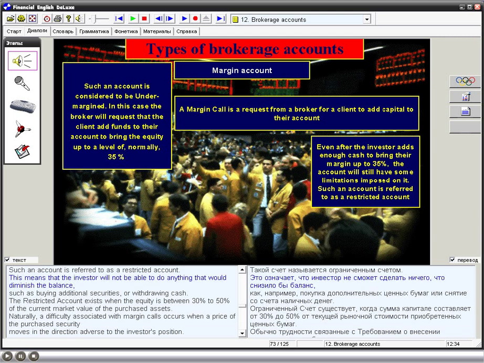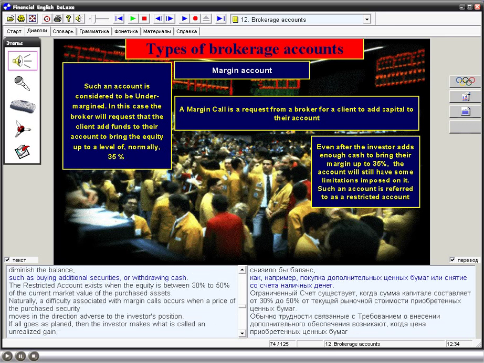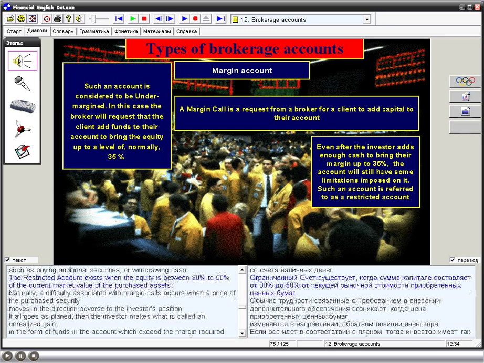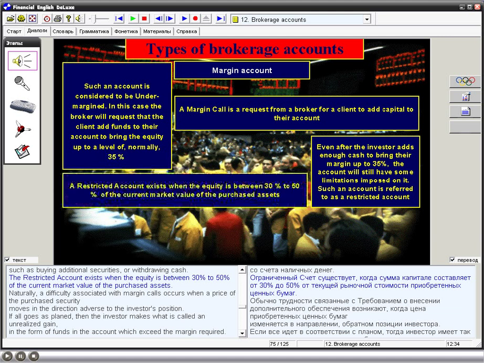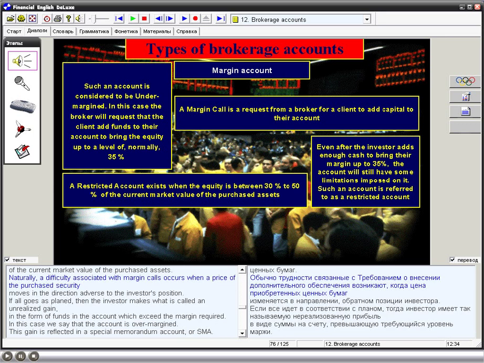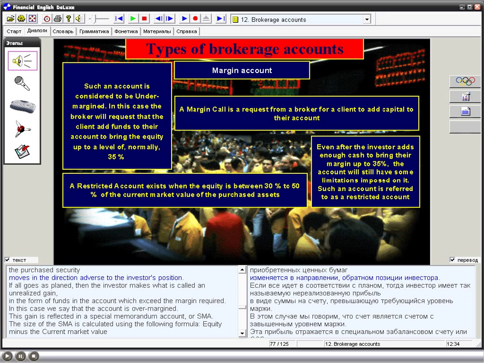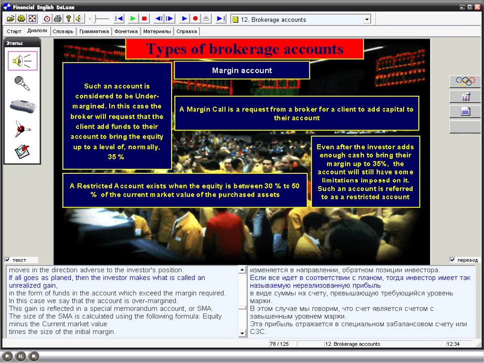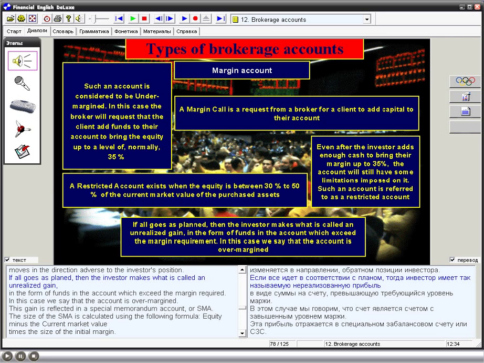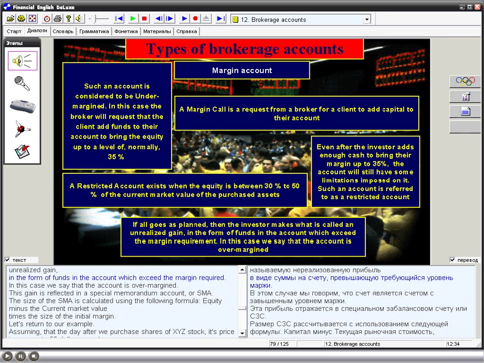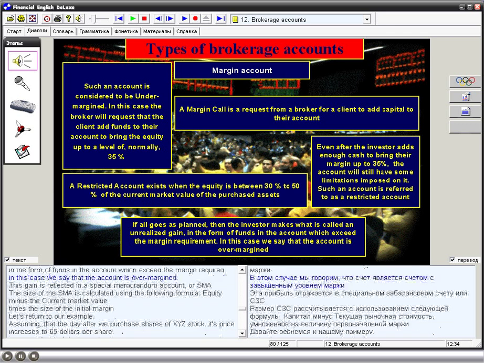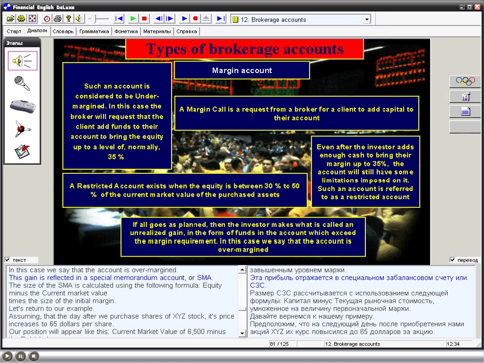Naturally, a difficulty associated with margin calls occurs when the price of the purchased security moves in a direction adverse to the investor's position. If all goes as planned, then the investor makes what is called an unrealized gain in the form of funds in the account which exceed the margin required. In this case, we say that the account is over-margined. This gain is reflected in a special memorandum account, or SMA. The size of the SMA is calculated using the following formula: equity minus current market value times the size of the initial margin.